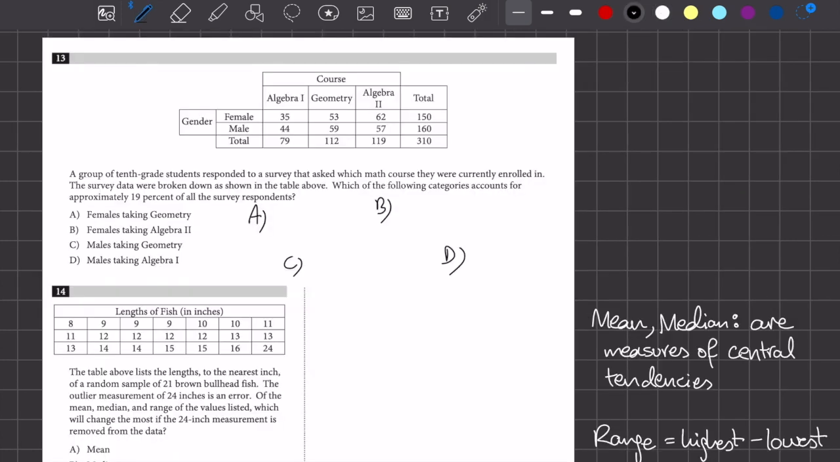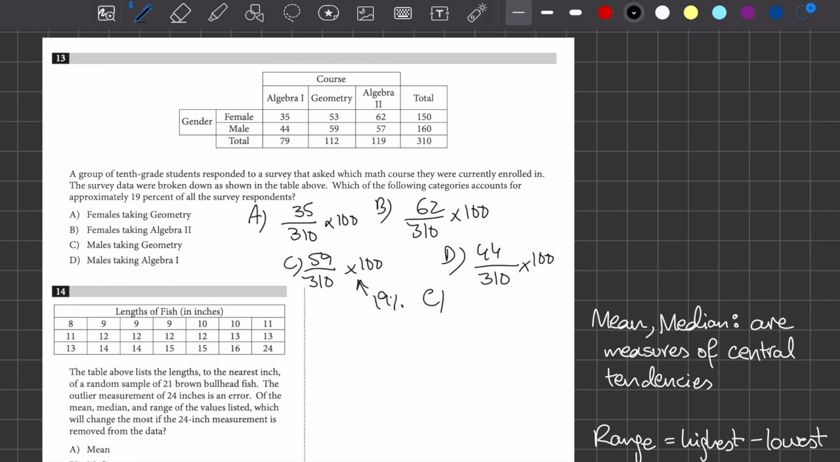In question 13, we have the total survey respondents as 310, and we need to find which category from the 4 options given amounts to 19% of total. So we take each category, divide it by the total, and multiply by 100. This gives C as the answer.